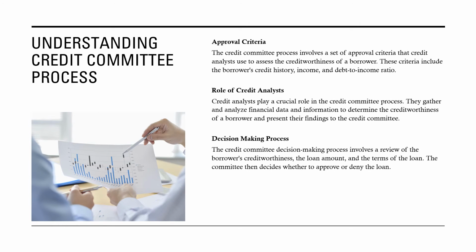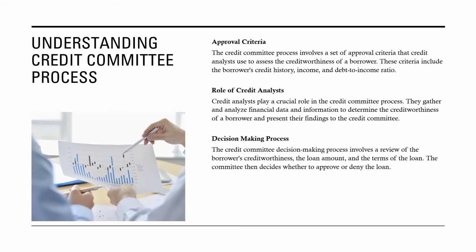Understanding credit committee process, approval criteria. Credit committee process involves a set of approval criteria that credit analysts use to assess the creditworthiness of a borrower. These criteria include the borrower's credit history, income, and debt to income ratio. Role of credit analysts. Credit analysts play a crucial role in the credit committee process.